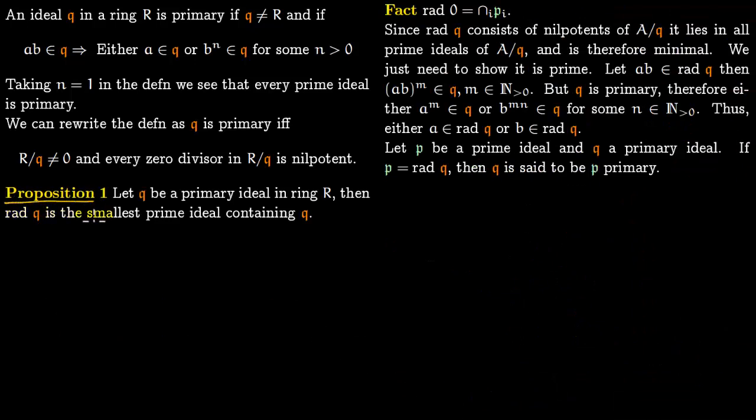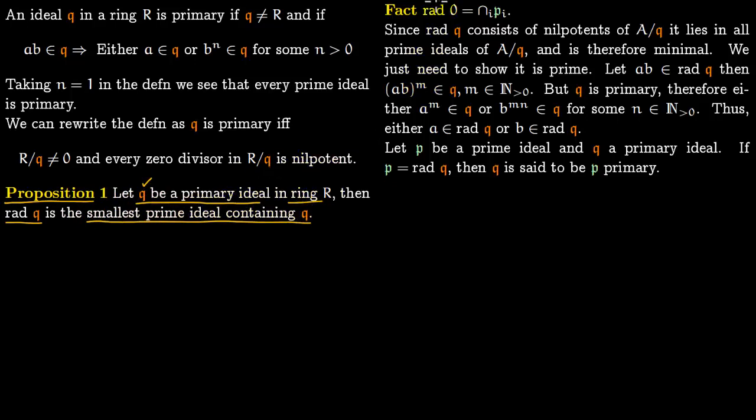So the first proposition we want to discuss is this. Let Q be a primary ideal in a ring R. Then the radical of Q is the smallest prime ideal which contains Q. So if you start with a primary ideal, then you can take its radical, and its radical will be the smallest prime ideal which contains Q.